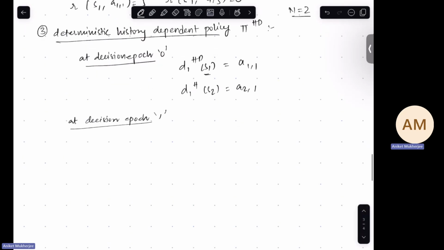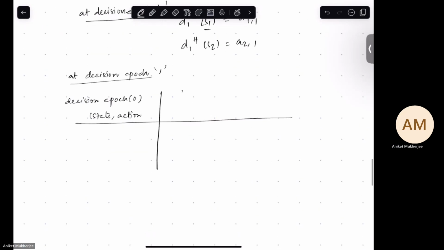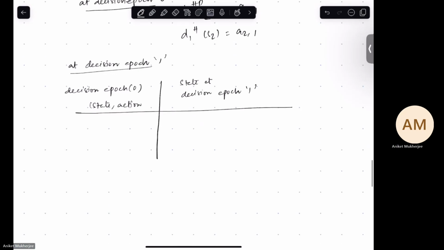what happens is you get to add a table. The table is what did you do at decision epoch 0? So what were the state action pair? And what is your state at decision epoch 1, right? So you can be at S1, you can be at S2. If you're at S1, you take a decision. If you're at S2, you take a decision.